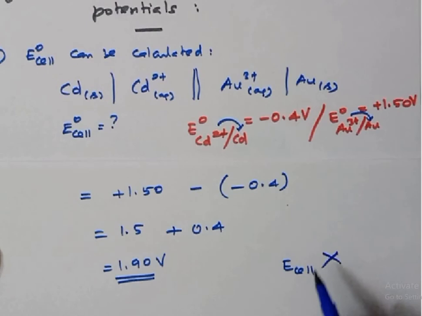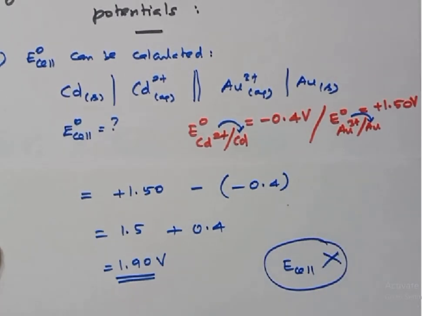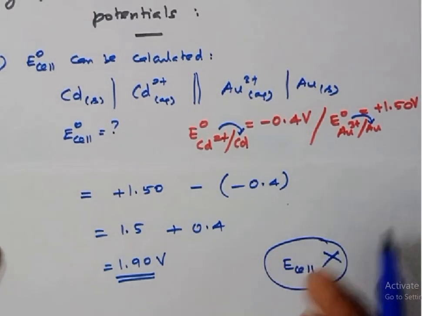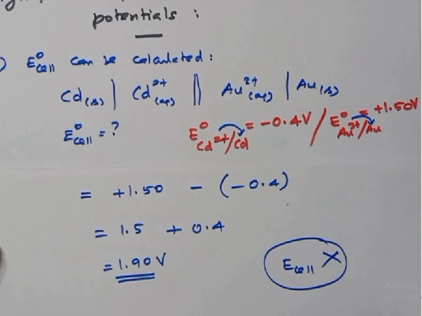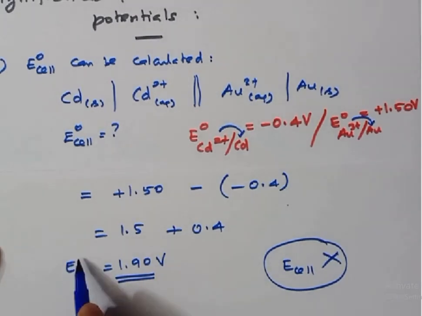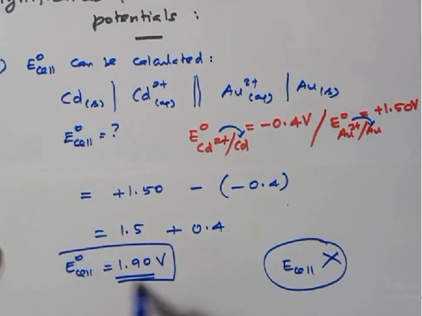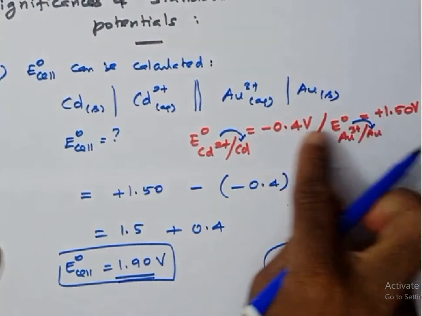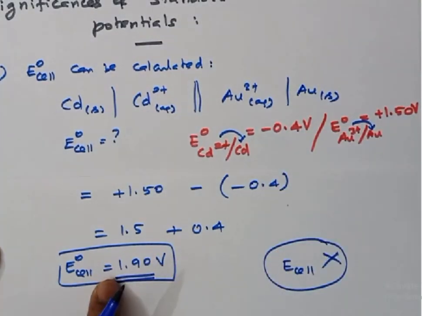No, you cannot calculate cell potential. To calculate cell potential you require something else. To calculate standard cell potential, yes, it is easy. You can use the standard reduction potentials of the electrodes and you can calculate.